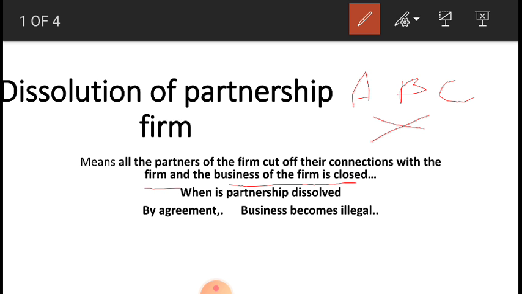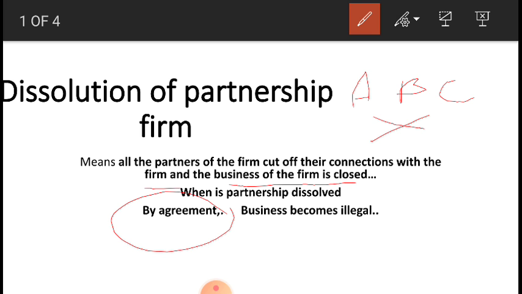That means all the partners of the firm cut off all their connection with their firm and the business of the firm is closed. Whatever business they were doing in partnership, they are closing, ending it. Now another question of 2 marks. When is partnership dissolved? Or the question can be asked, state any two circumstances under which partnership is dissolved.